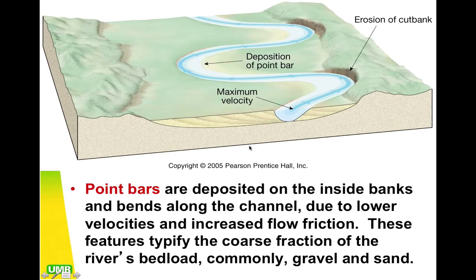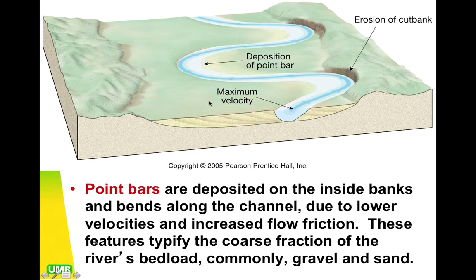So again, we see an older river. We've got a relatively wide floodplain. It's pretty well developed and cut down into its riverbed, and it's got some relatively large meanders. And then here is what we've got, our deposition bank, or what we call a point bar.